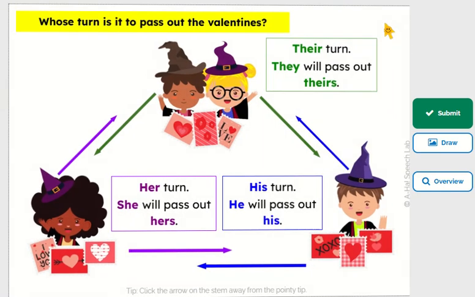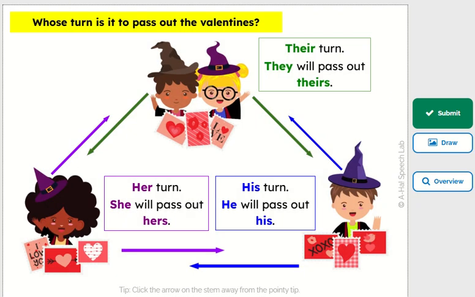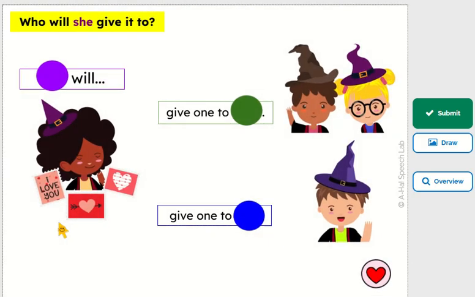Next page. This is going to be the base page. Now they're ready to pass out the Valentines. As you see here, everyone is going to pass out. They have enough to pass out to each other. Students can really start with anybody. They can pick whoever they want to begin with. So let's say it's going to be her turn. She will pass out hers, and click on the girl. Now it's going to be her turn.